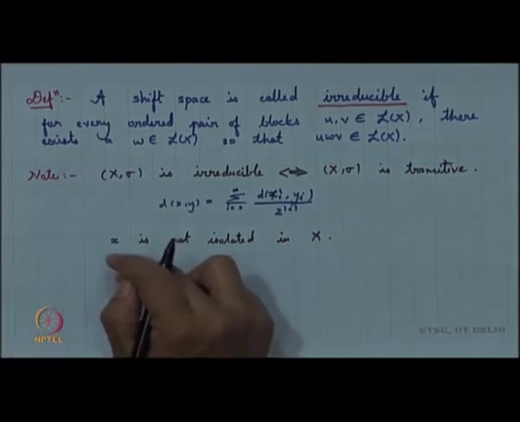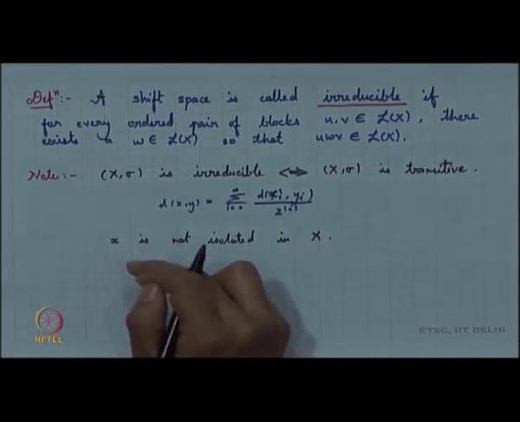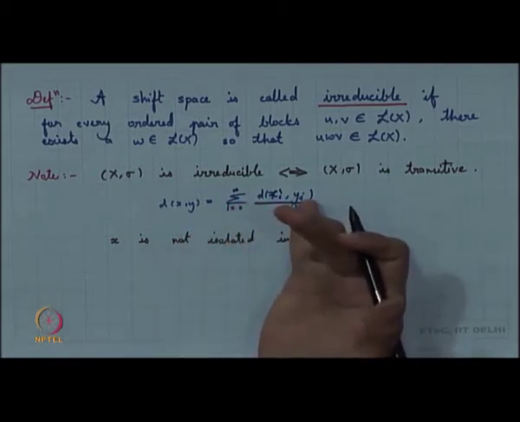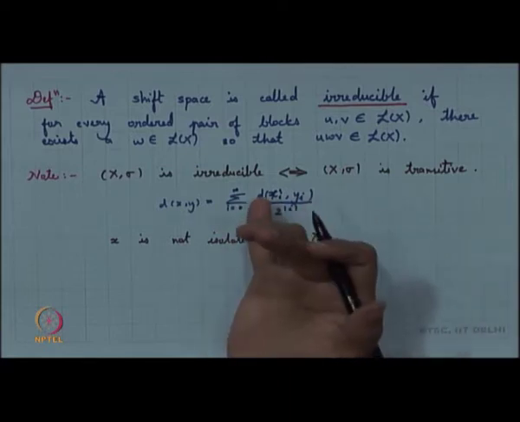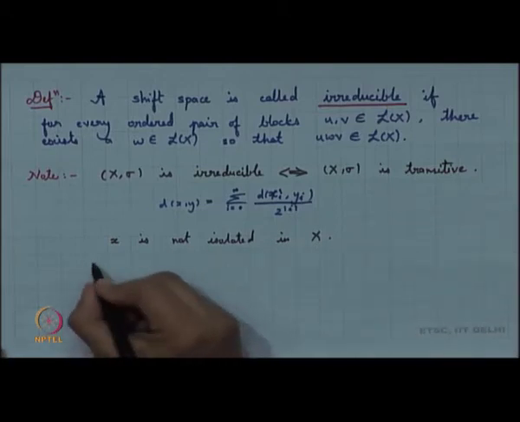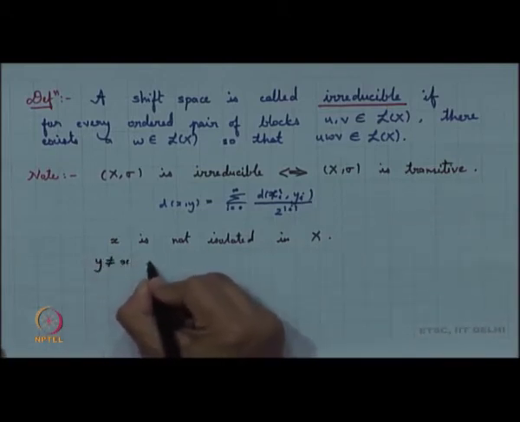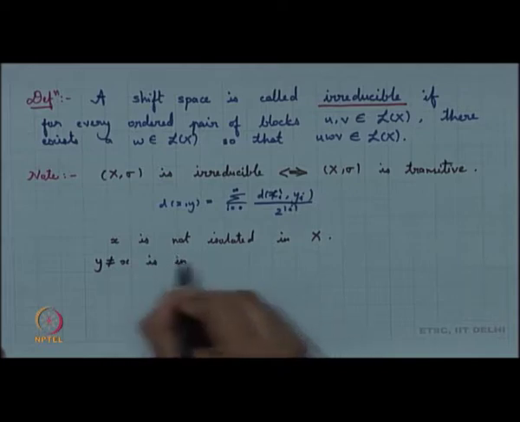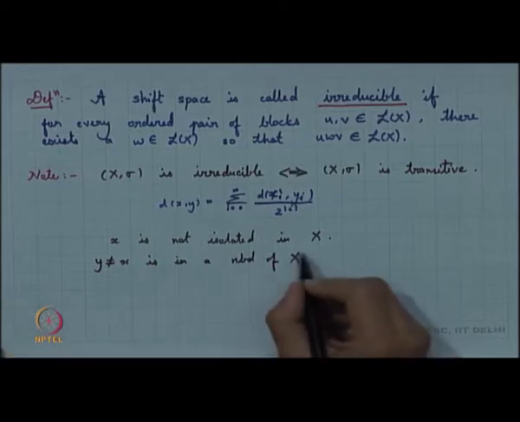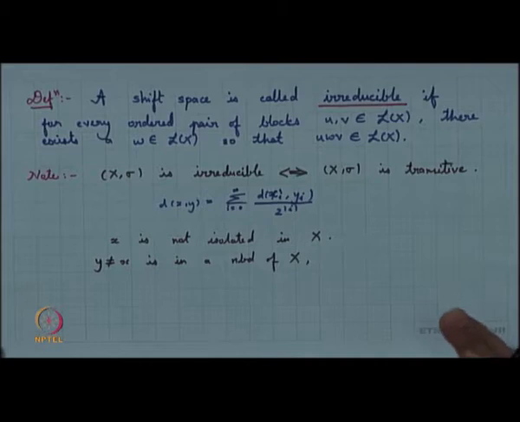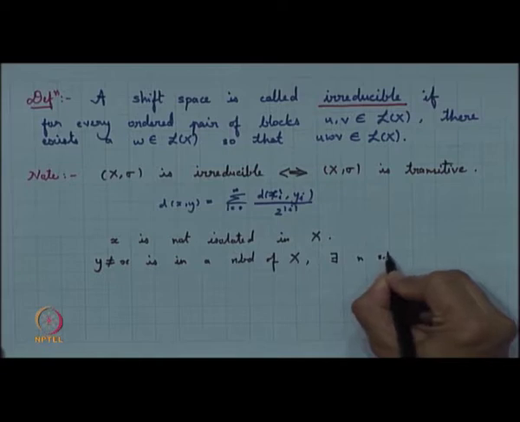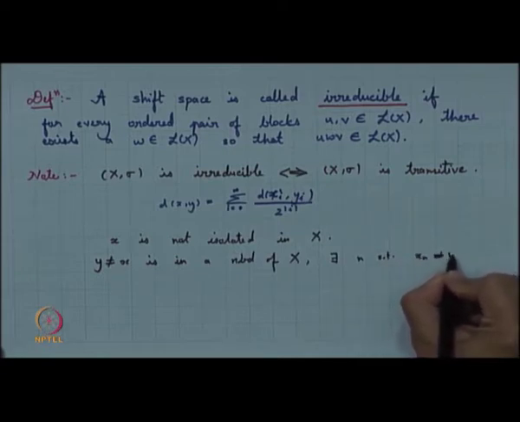So, I will always find a y in the neighborhood of x, because x and y are not equal. So, that means at some point x_i and y_i are not equal. It is not possible that x_i and y_i will be equal everywhere, because otherwise x would be the same as y. So, if y not equal to x is in a neighborhood of x, what happens in that case? You get an n such that x_n is not equal to y_n. So, there exists an n such that x_n is not equal to y_n.